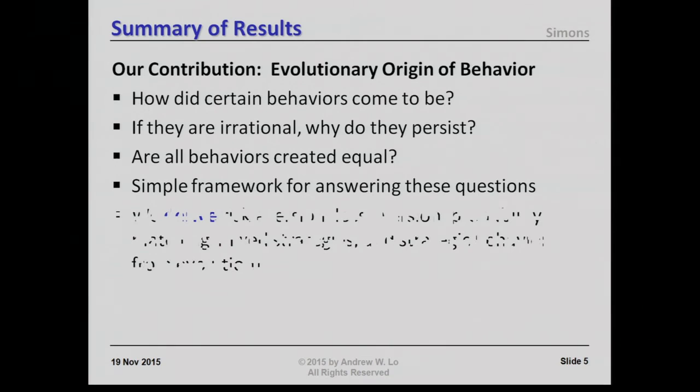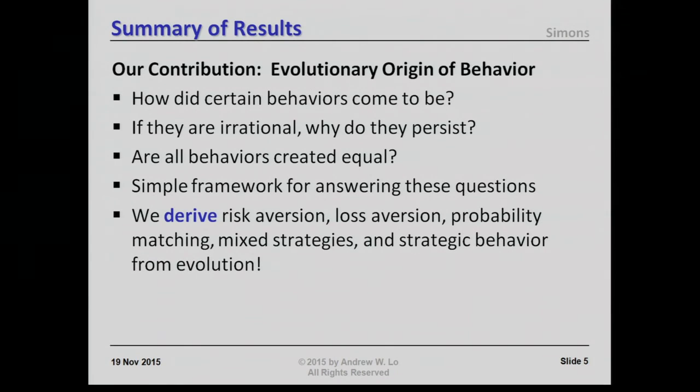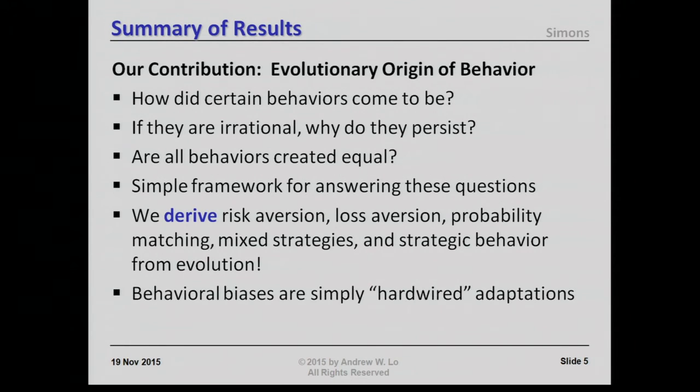evolutionary perspective. So what we do is to provide a framework where we can derive risk aversion, loss aversion, randomization, mixed strategies, all sorts of behavioral anomalies that economists feel are not consistent with expected utility maximization. We can derive those behaviors in a very primitive way, and I'll describe to you how primitive it is based on the simple model that we use.